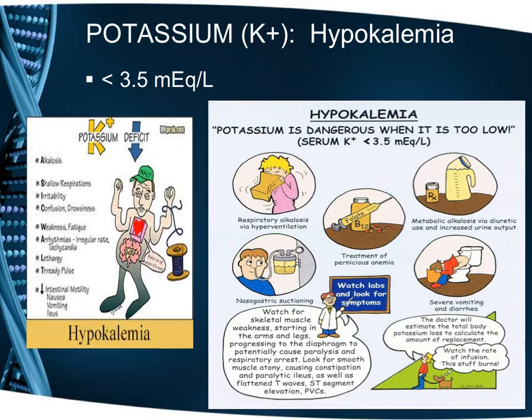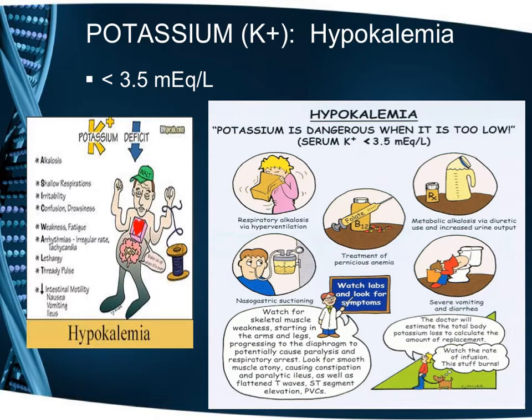Labs that the physician might order in addition to serum potassium might include ABGs and magnesium. Cardiac arrest can result from hypokalemia. Treatment revolves around replacing the potassium either orally or via IV. Potassium should never be given IV push. Concentrated potassium solutions must always be diluted.